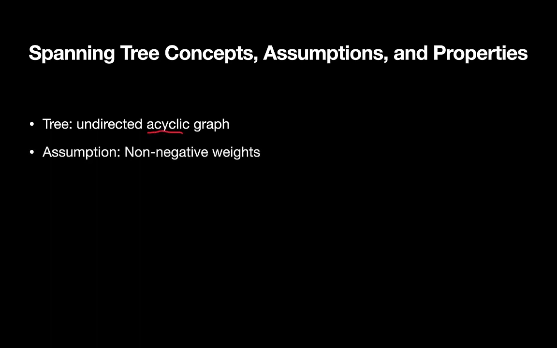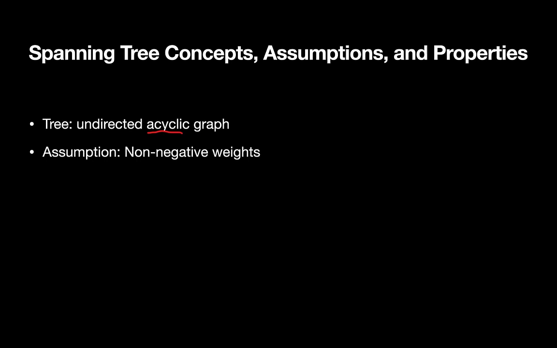Okay, so let's try and do a proof that Prim's algorithm will actually lead to a minimum spanning tree. Before we get to the proof, let's talk about some concepts that will be useful as we're going through the proof process. So we'll look at some concepts, assumptions, and properties. First off, a tree can be thought of as an undirected acyclic graph. So that acyclic part is actually important. We'll also be assuming non-negative weights.